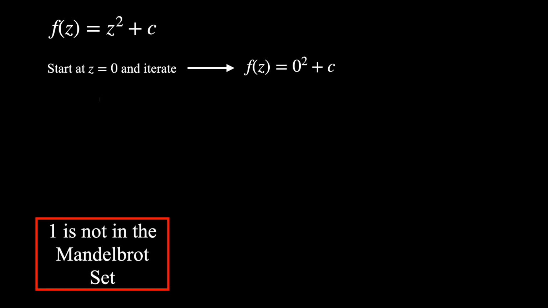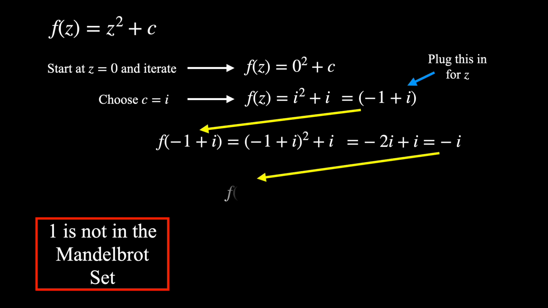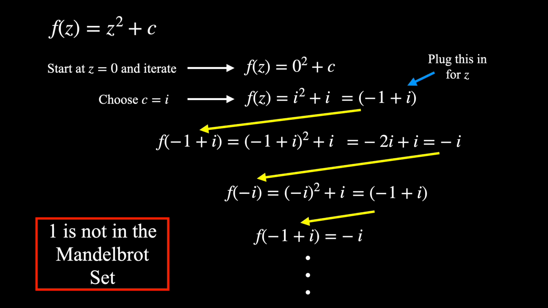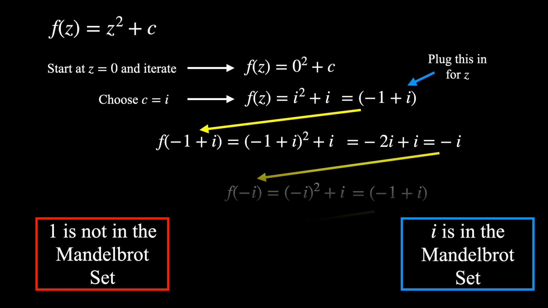What about if we choose the imaginary number i? At the first iteration, the result is -1 + i. The next iteration results in -i. The third iteration goes back to -1 + i, and the fourth goes back to -i. So in this case, the function f will remain bounded. It will just keep oscillating between -1 + i and -i. Therefore, the number i is a member of the Mandelbrot set.